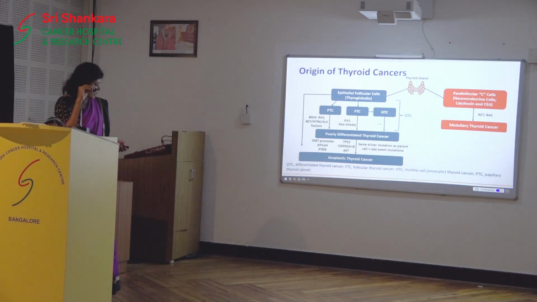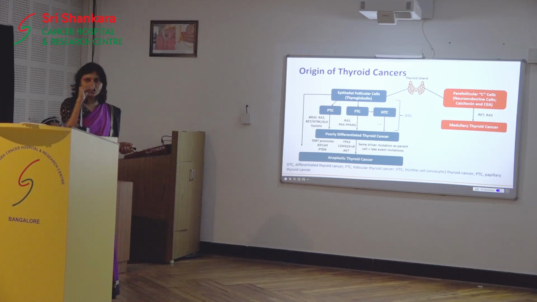In this slide, we try to show how the epithelial follicular cells have a different molecular biology, and the parafollicular cells, which cause medullary thyroid carcinoma, have a different biology. Whenever we talk about epithelial follicular cells, we have papillary thyroid cancer, the most common, then follicular thyroid cancer, and then the Hürthle cell variant. In papillary and follicular thyroid cancer, the molecular pathways are the same.